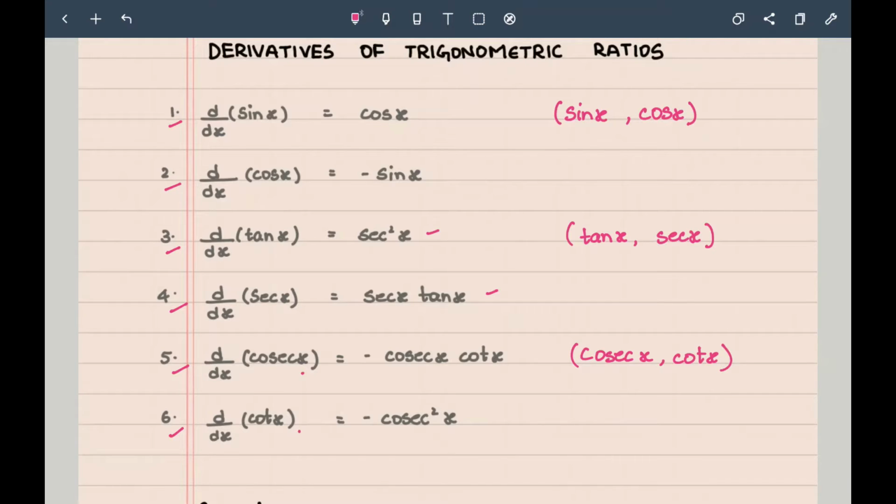And one more thing we can observe is, whenever there is c in the left hand side, like cos x, cosecant x, and cot x, we can observe a negative sign in the right hand side. This is another tip.